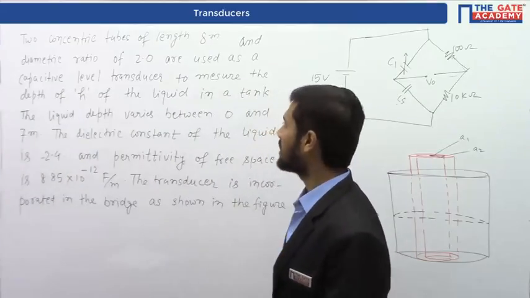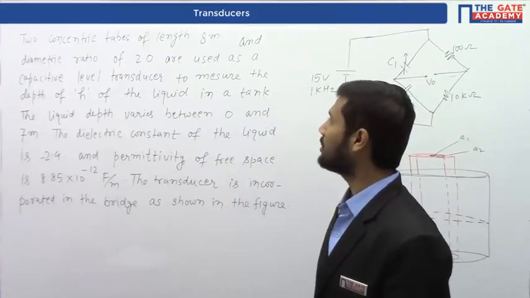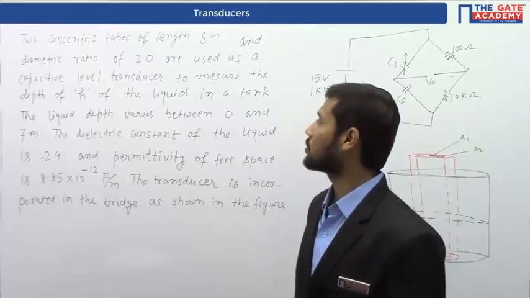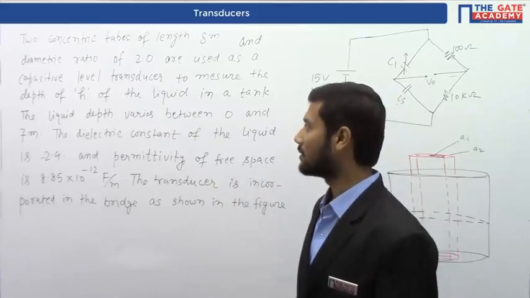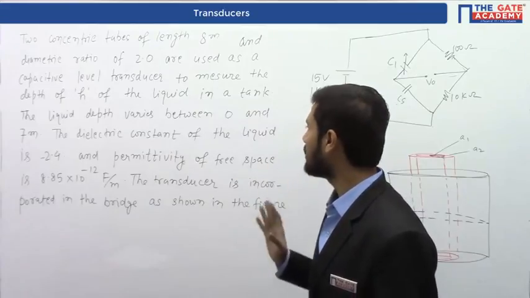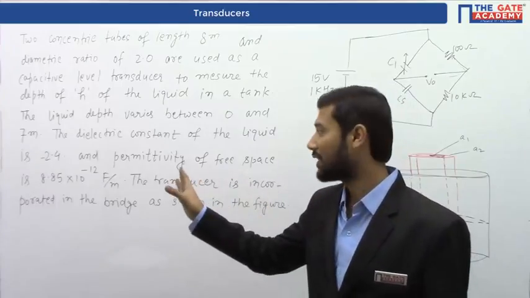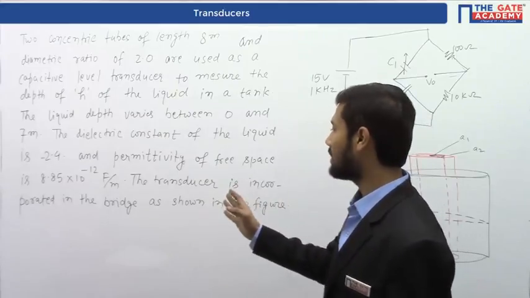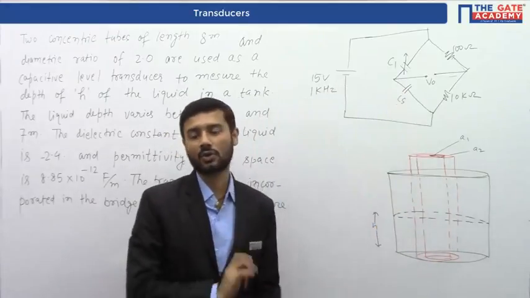Now, the next question is from level measurement. The question is: two concentric tubes of length 8 meter and diameter ratio of 2 are used as a capacitive level transducer to measure the depth H of the liquid in a tank. The liquid depth varies between 0 and 7 meter. The dielectric constant of the liquid is 2.4, and the permittivity of free space is 8.85 picofarad per meter. The transducer is incorporated in the bridge as shown in the figure, already given in the question.